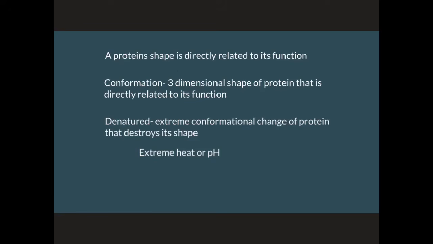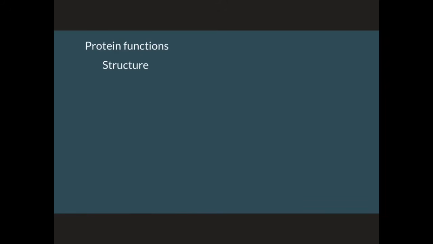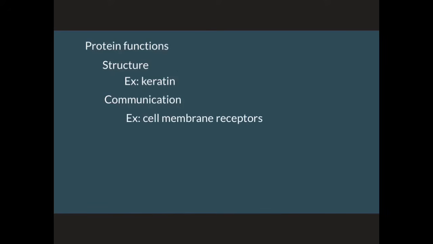Proteins have a variety of functions. One of those functions is structure. An example of a structural protein is keratin. This tough structural protein is going to give strength to hair, nails, and skin surface. Proteins are also involved in communication. There are receptors in the cell membrane, and these are proteins that can bind to molecules that are going to signal things within the cell.